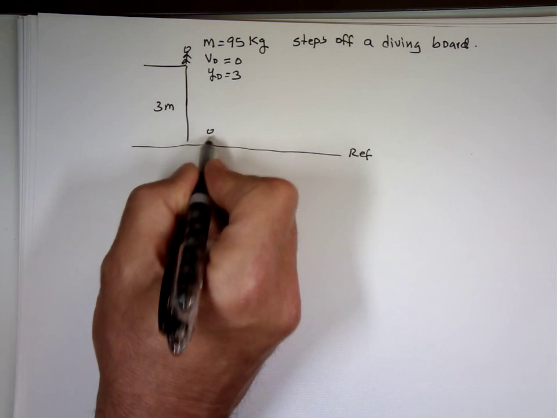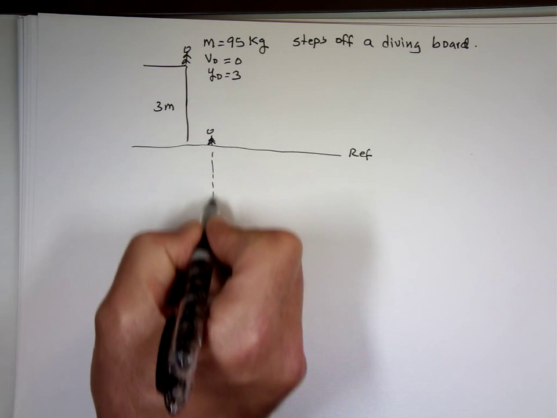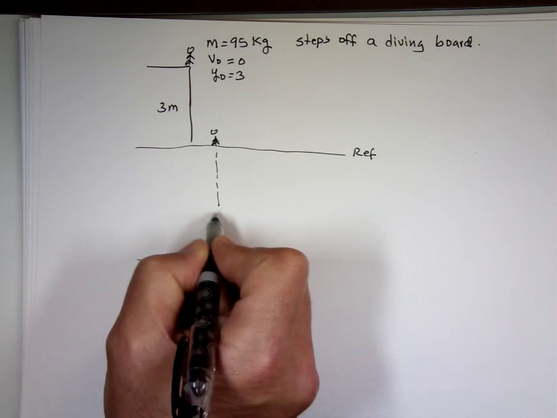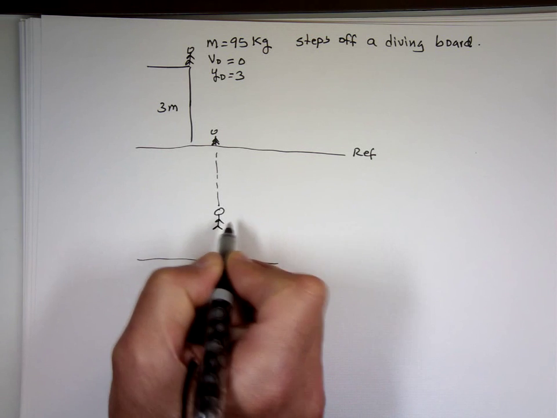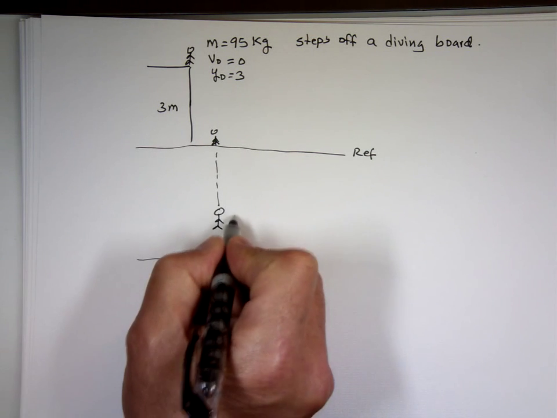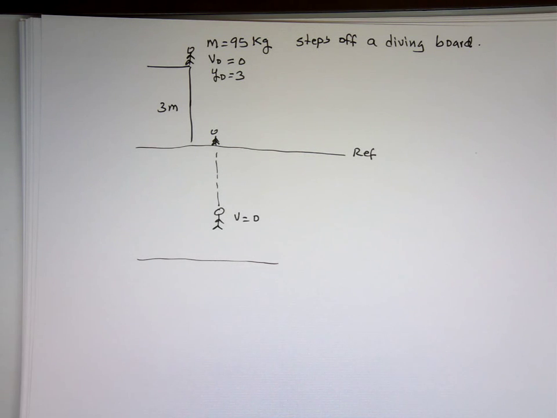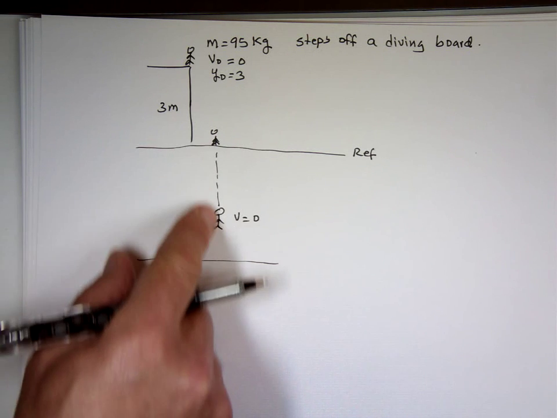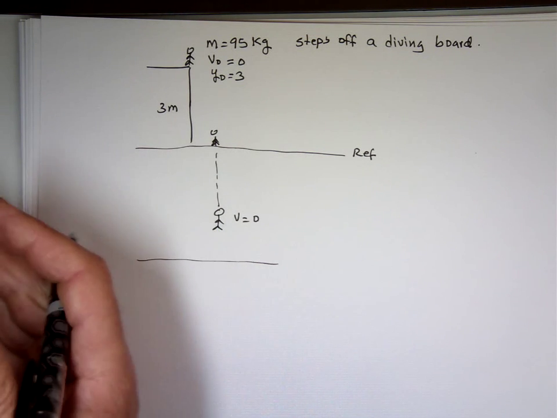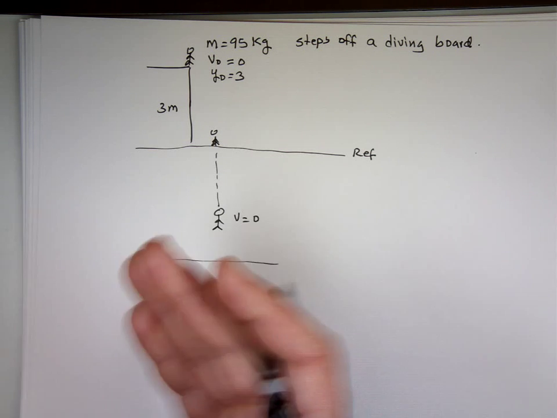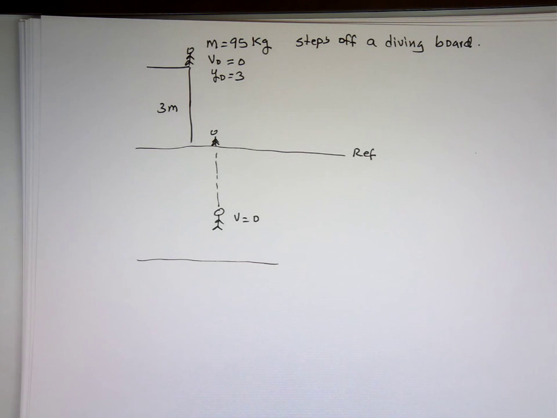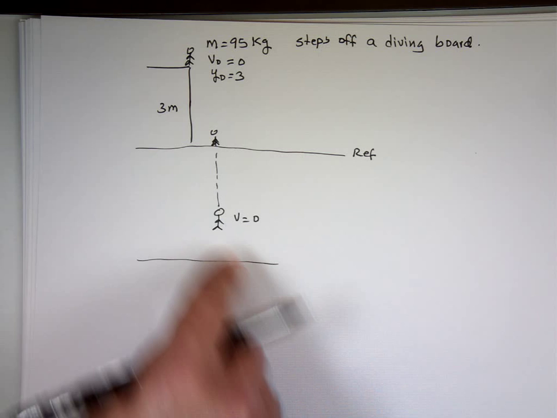Now, the person hits the water, then continues to go. This is the bottom of the water right there, but he never makes it to the bottom. He stops right there. Velocity here is 0. You don't want to hit the bottom of the pool from the diving board. So you start to come down and you stop. The reason you stopped is because of the friction force. The diver comes to rest right there.